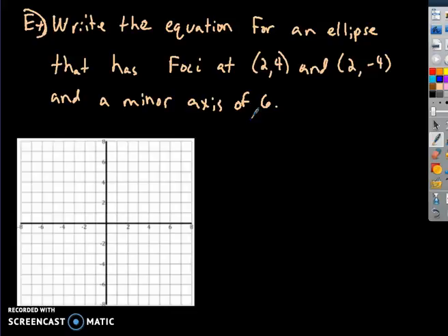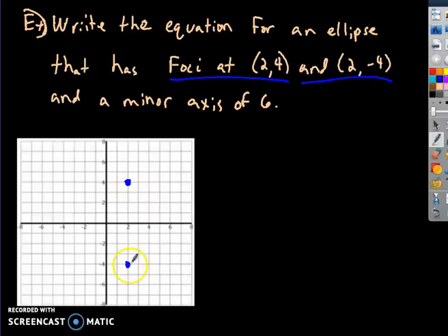All right, so if you didn't pause it or you unpause it, this is what I would have done. I'll first graph these foci. One's at 2, 4, so go over 2 up to 4. One's at 2, negative 4. So this is what I know for sure. They didn't give me a center this time, but this is what my foci are.